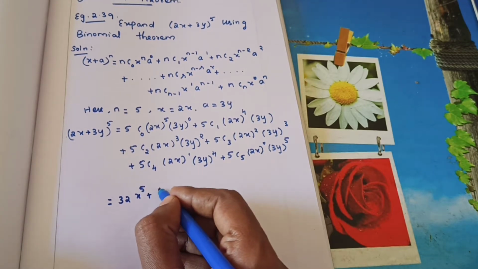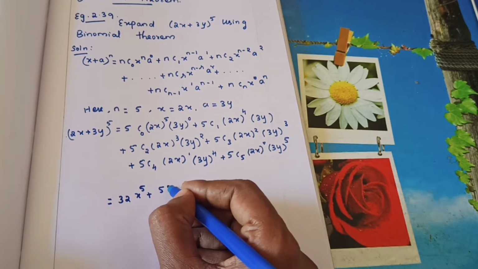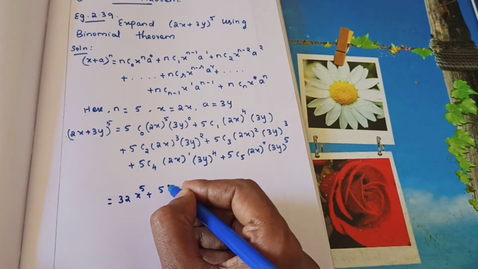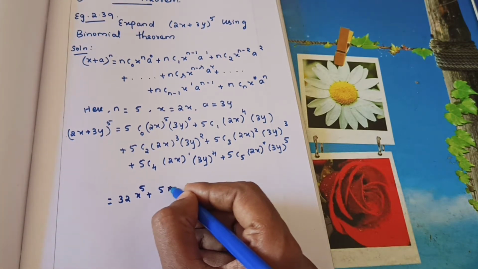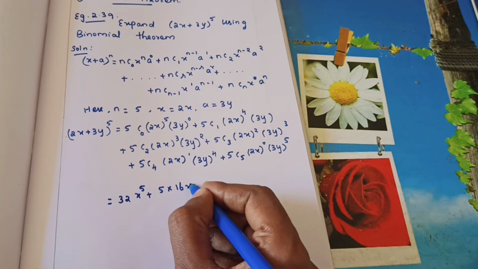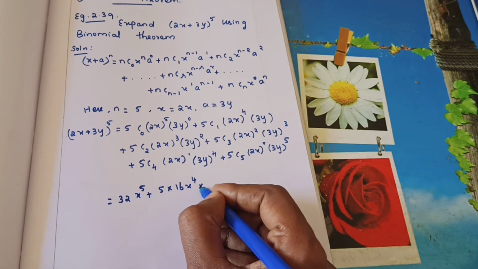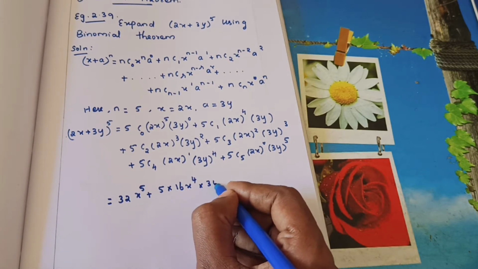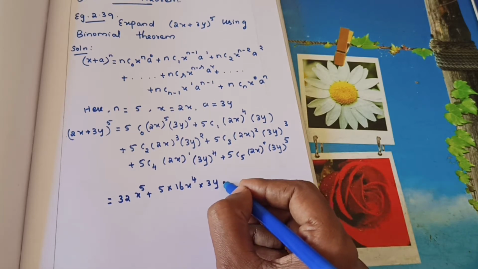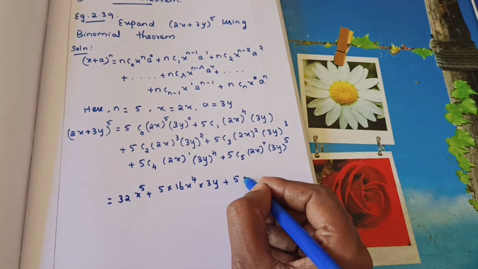Then 5C1 means 5, is it right? 5C1, the value is 5, into 2 power 4. 2 power 4 means 16x power 4, into 3y, correct? Into 3y. Then next term is plus 5C2, how will you write it?